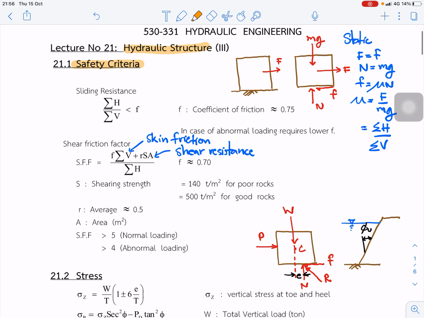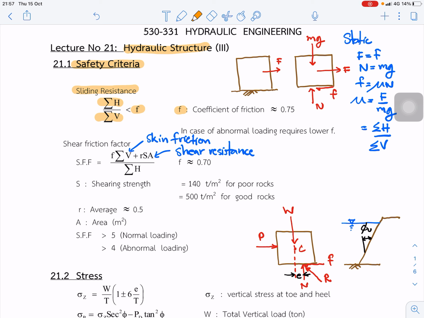The first criteria we call the sliding resistance is equal to the summation of horizontal force over the summation of vertical force, less than F, or the coefficient of friction, about 0.75. This coefficient comes from what you learned from statics.